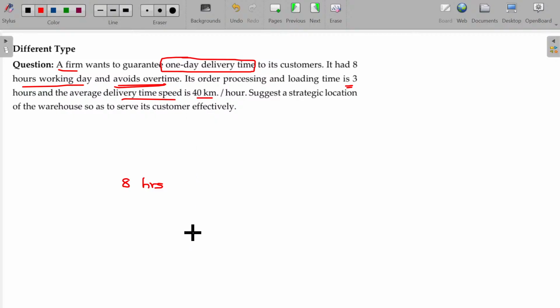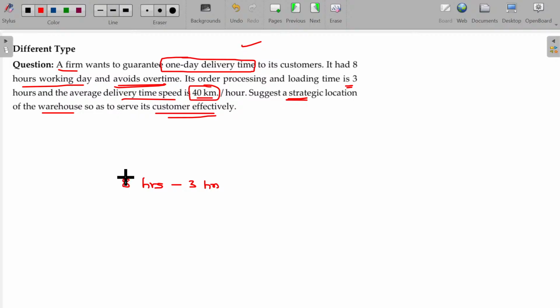Though we have 8 hours a day, 3 hours are lost to order processing and loading. So we effectively have 5 hours available for travel. Every 1 hour, we can travel 40 kilometers. Suggest a strategic location of the warehouse so as to serve its customers effectively. As per the guarantee to deliver within 1 day, they have only 5 hours a day effectively, after adjusting for the processing and loading time.